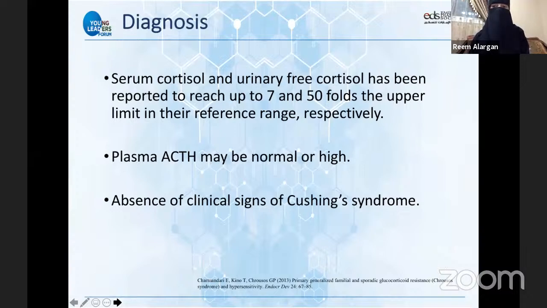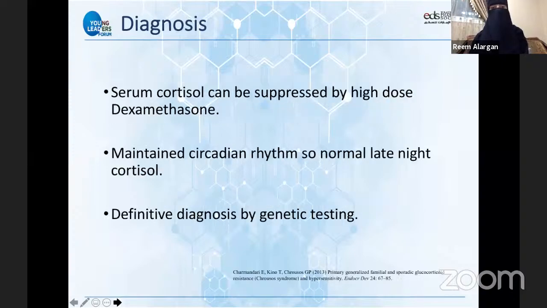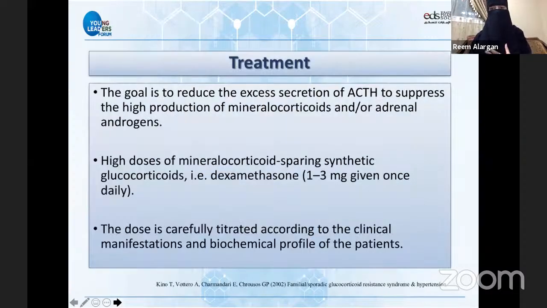So the diagnosis of this patient will be suggested by evidence of hypercortisolemia in the form of high serum cortisol and urinary free cortisol, which has been reported to reach up to 7 to 50 fold the upper limit of normal. ACTH may be normal or high, in a clinical context with absent signs of Cushing syndrome. The patient could have suppressed cortisol to high dose dexamethasone. They will maintain their circadian rhythm, so if you do late night salivary cortisol, it will be normal. And of course, the definitive testing is by genetic testing.